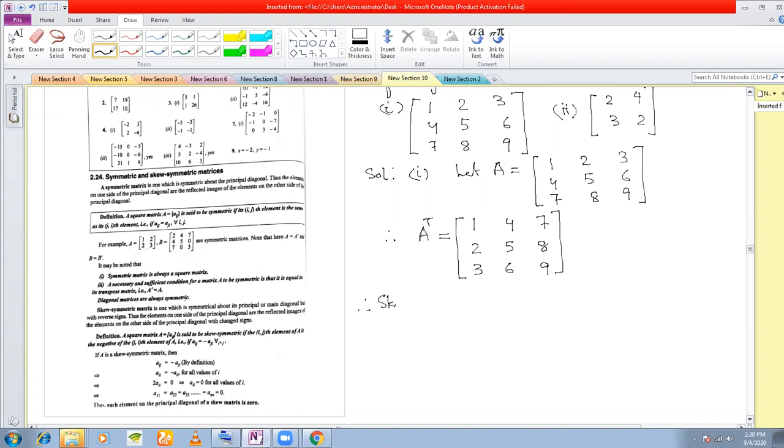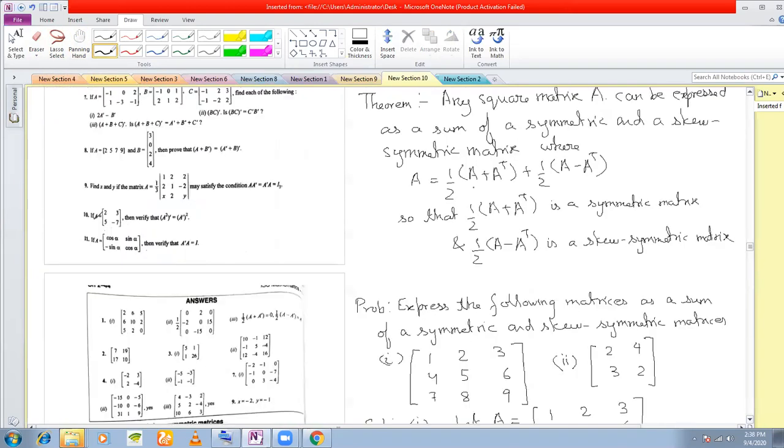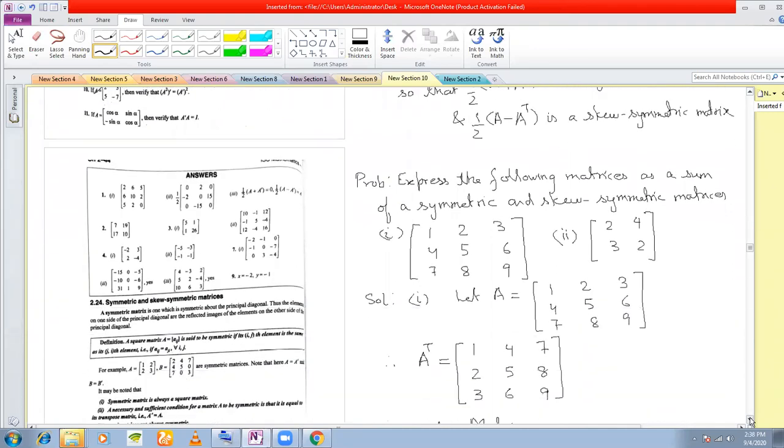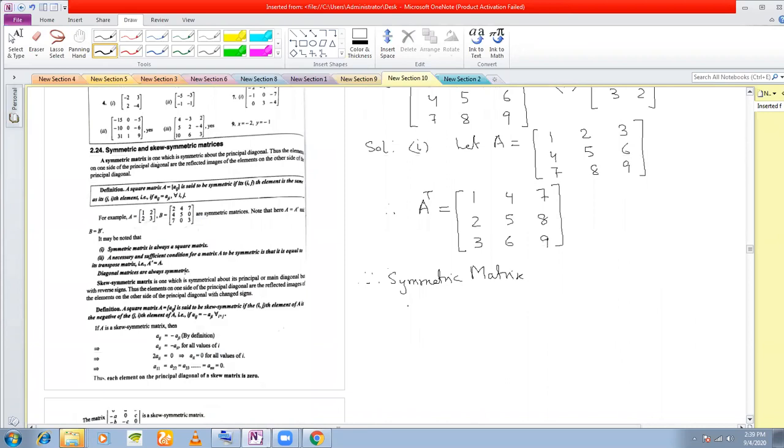skew symmetric matrix, symmetric matrix. Therefore, symmetric matrix, see in the theorem, what do you have? In the theorem, what have I written? A is equal to sum of this. This is a symmetric matrix, and this is a skew symmetric matrix. Okay. So we are going to find out half of A plus A transpose. Symmetric matrix is equal to half of A plus A transpose.